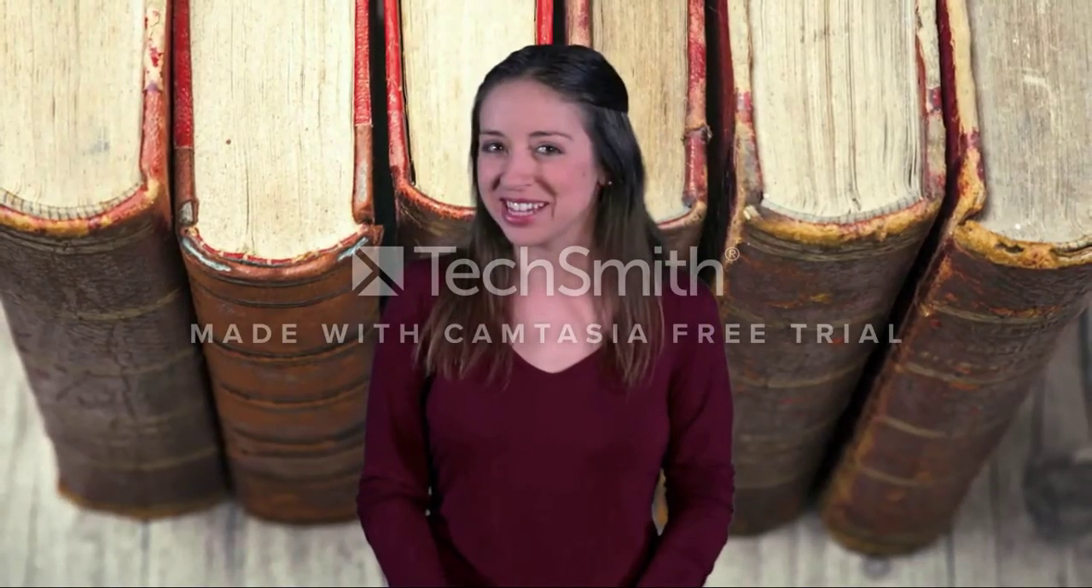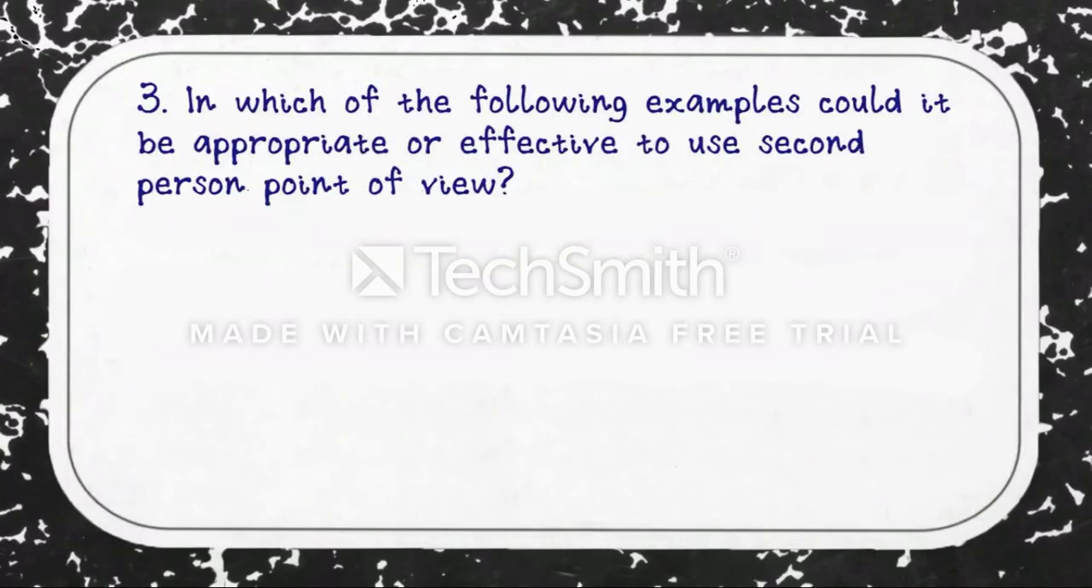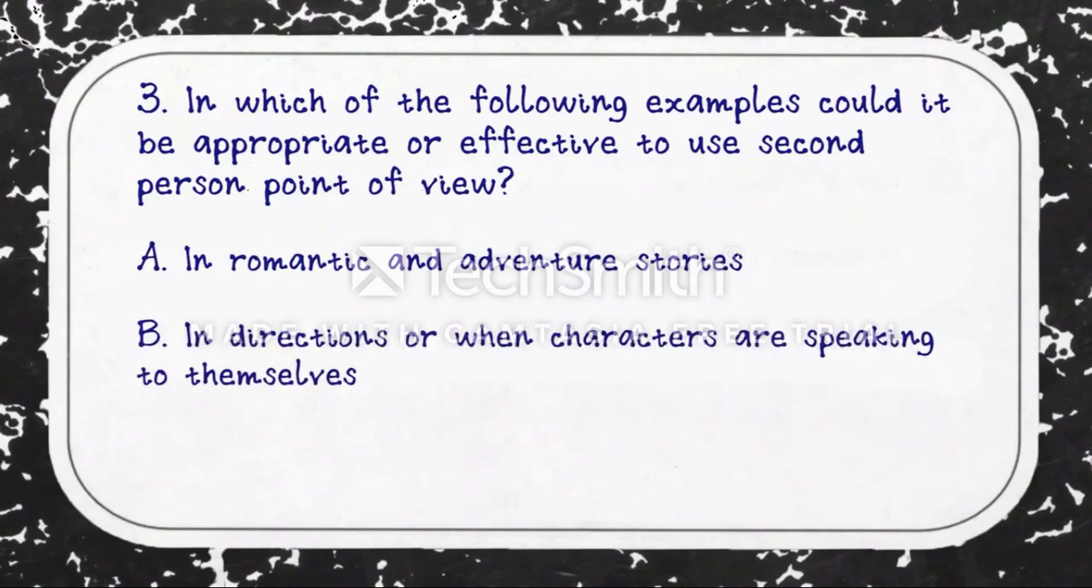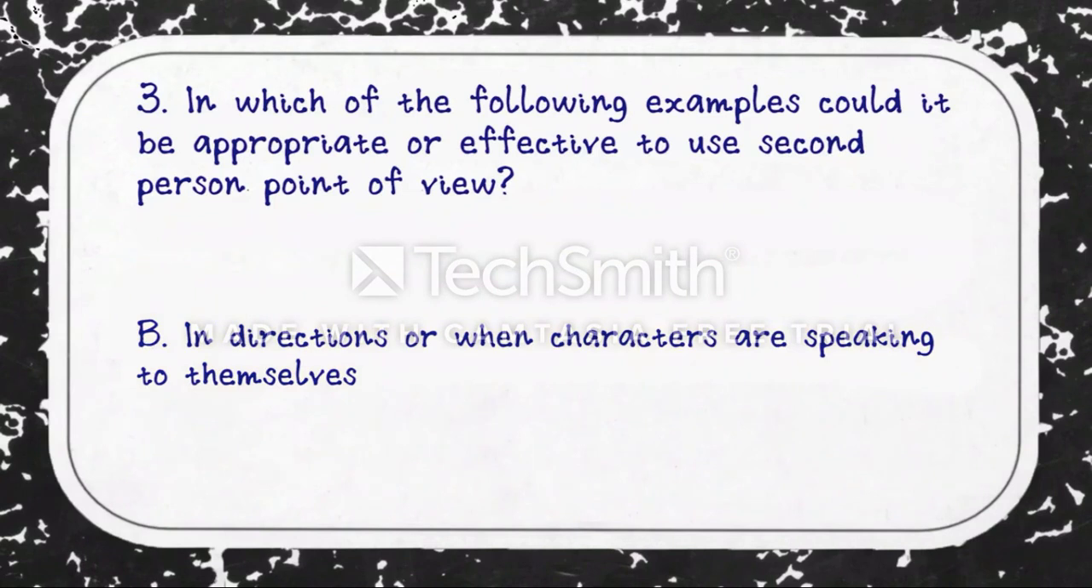Question number 3. In which of the following examples could it be appropriate or effective to use second-person point of view? Is it A, in romantic and adventure stories, B, in directions or when characters are speaking to themselves, or C, in academic essays? The answer is B. Although second-person point of view is rarely used in literature, it can be an effective tool for writing directions or when characters are speaking to themselves in a story.